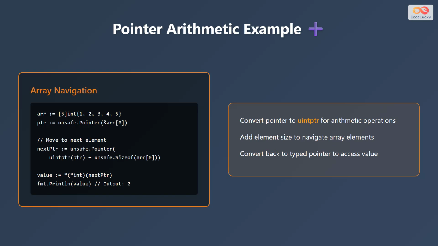Here is a pointer arithmetic example. You can convert a pointer to uintptr for arithmetic operations. Add element size to navigate array elements. Convert back to a typed pointer to access the value. So, in the given example, we have declared an array of 5 integers. We are trying to access the second element by incrementing the pointer.